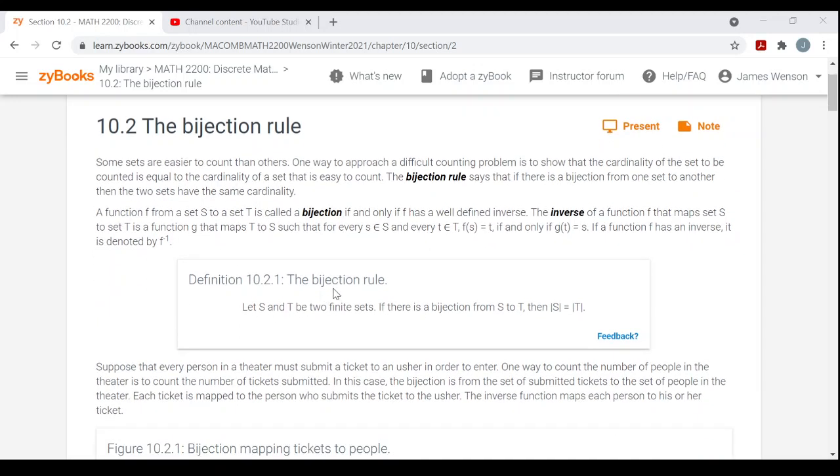So here's the bijection rule. If S and T are finite, and if there is a bijection from S to T, if you can find one, then the cardinality of S must be equal to the cardinality of T.